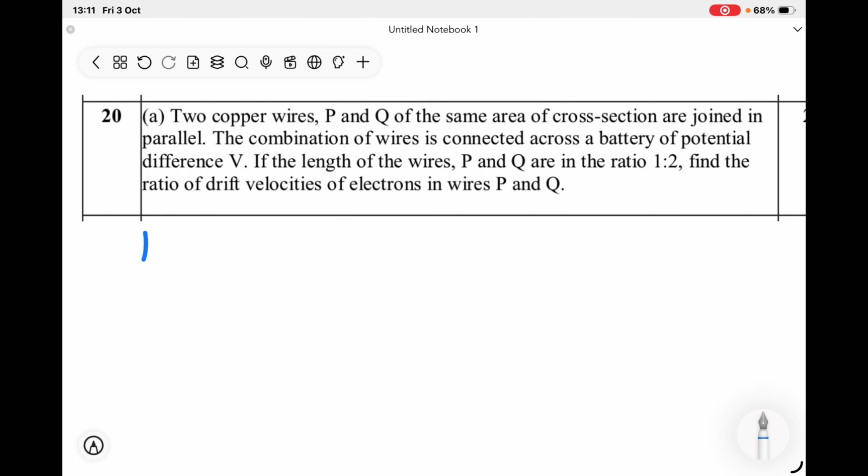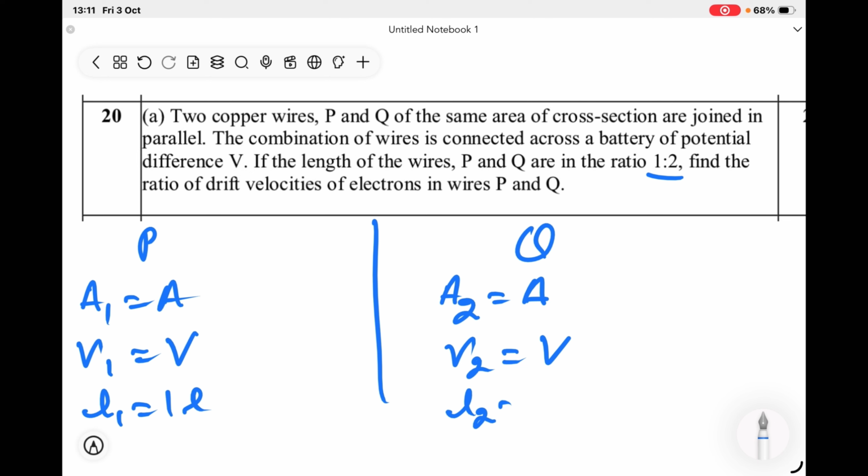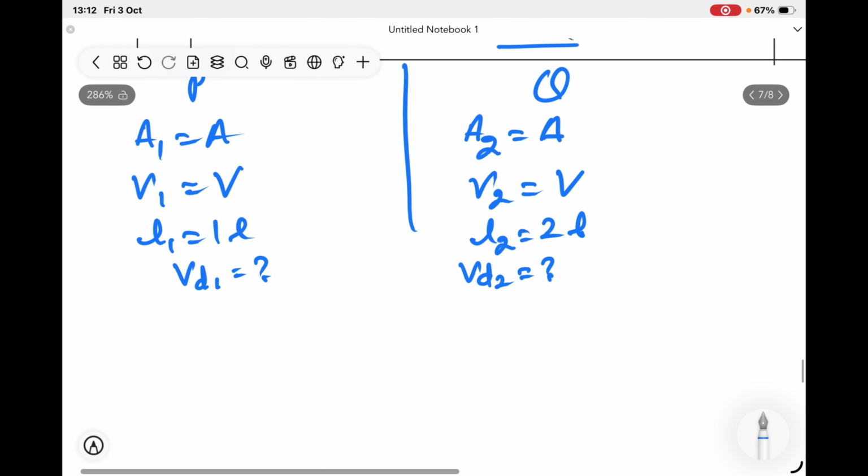Two wires, P and Q, have the same area. So area 1 is A and area 2 is also A. They are joined in parallel. So V1 is V, the voltage is the same. V2 is also V. And the lengths, you can see, are in the ratio of 1 is to 2. So L1 is 1L and L2 is 2L. We have to find out the ratio of drift velocity. So vd1 is equal to question mark, and vd2 is also question mark, as the ratio is to be found. Now because they are connected in parallel, the voltage is the same, we can make use of this fact.